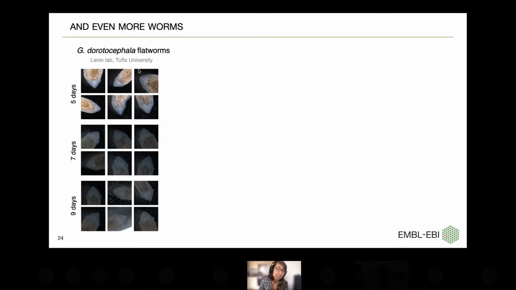These are not C. elegans worms. By the way, these are planarian flatworms, so it's still worms, but a different kind. And we are looking at the development sequence of these Dugesia dorotocephala flatworms. So this is a population. Here I just show 6, but there are actually many more, of worms of 5 days old.